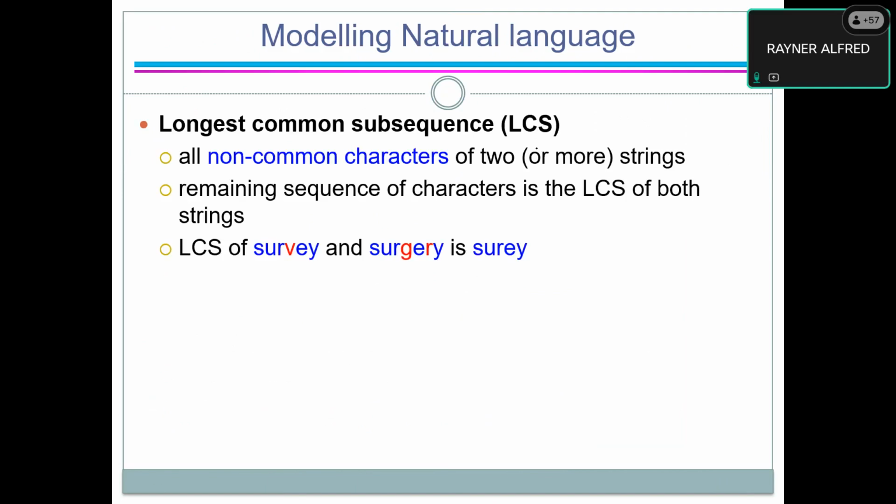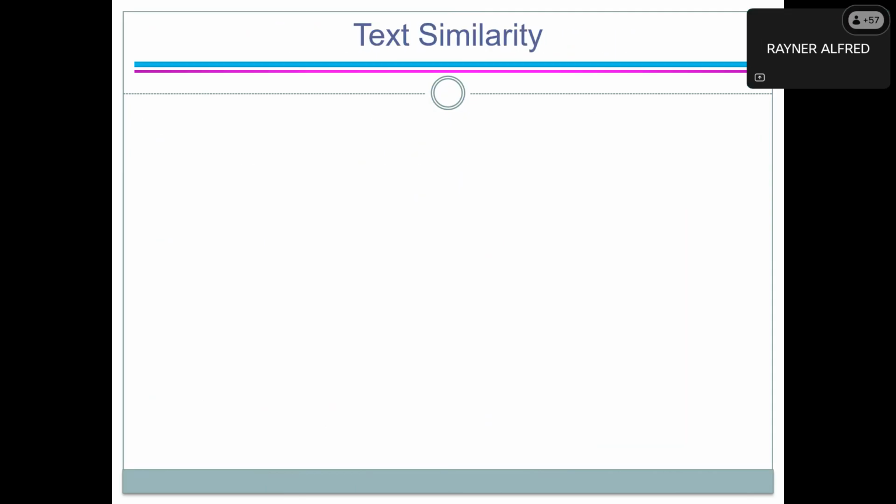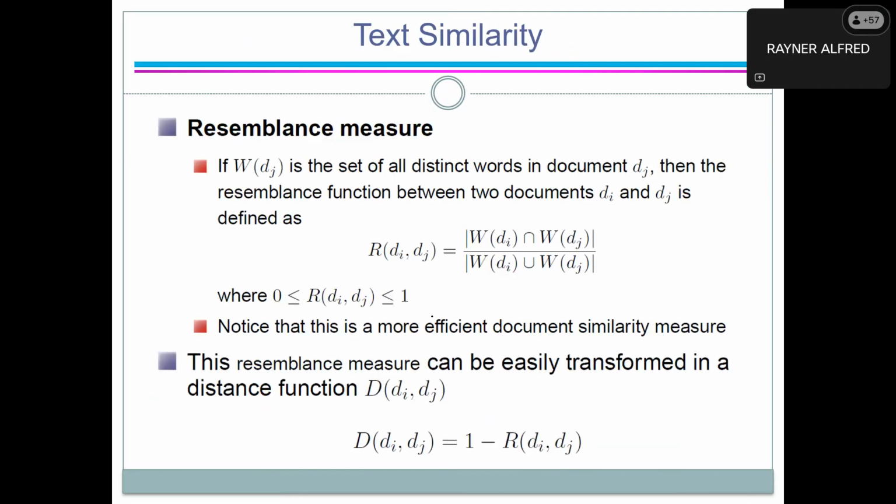We also have the longest common subsequence. For example, this survey and surgery. So the longest common subsequence will be, sorry. Okay, so this is the benchmark for computing the similarity between survey and surgery.